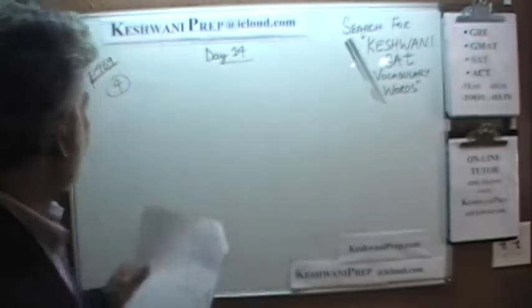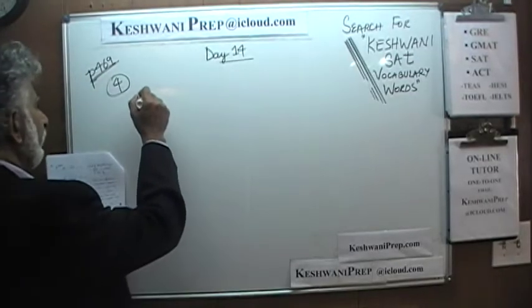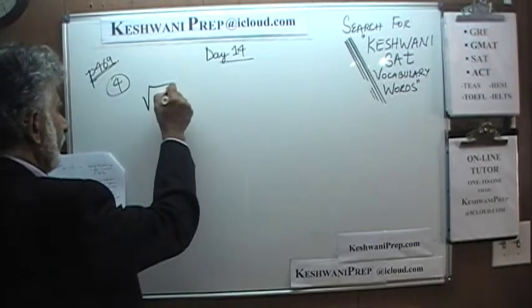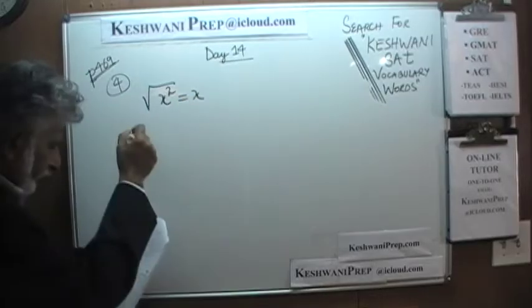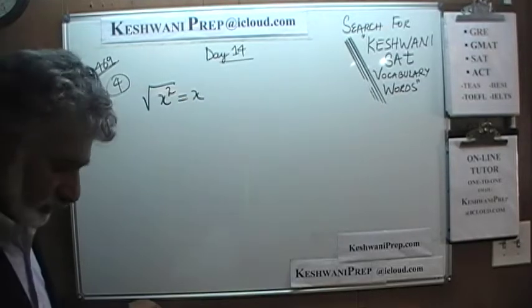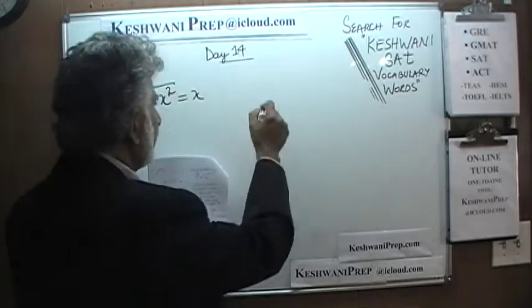Don't get too excited, they're not going to go like this as the section progresses. For example, the very next one is a tricky one, number 4. It says square root of x squared is equal to x.